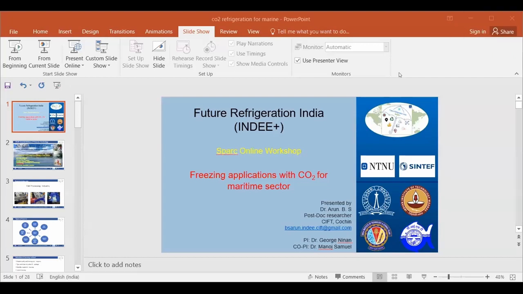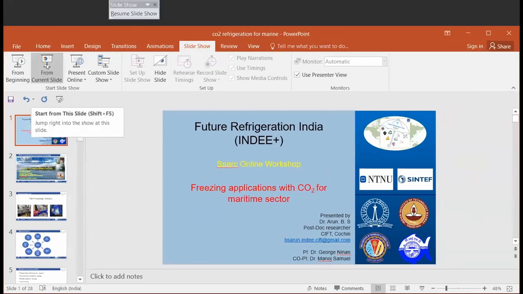Doctor, I didn't exactly understand the hot gas defrost you are explaining. Where is the gas going, or the liquid going, after the evaporator? That part is not clear. Should I present it again? Okay, sir, I will again present it. I'll just show it to you.